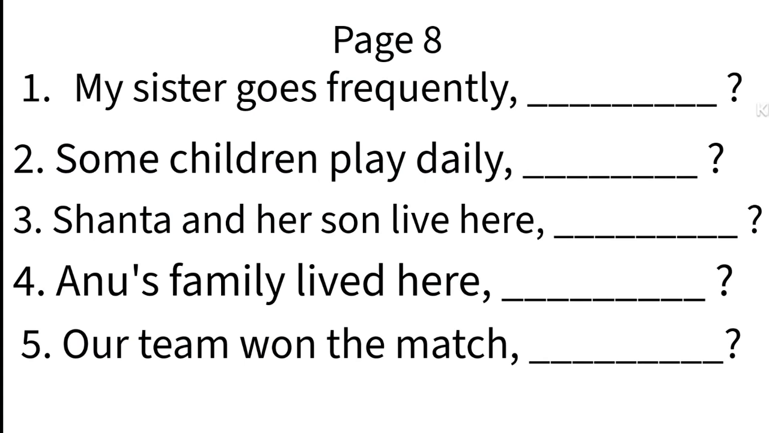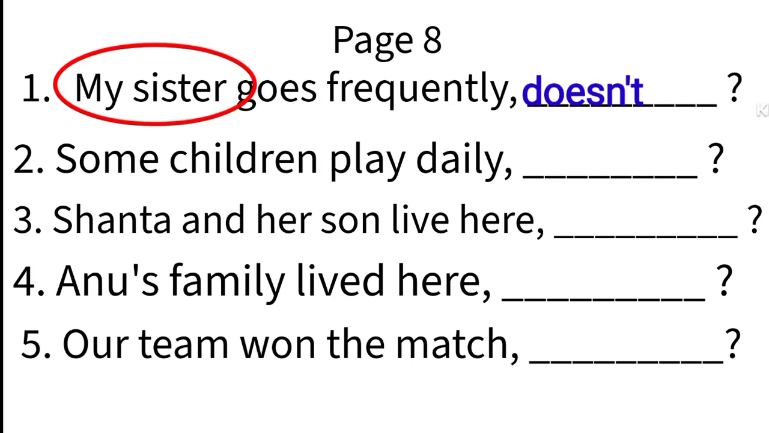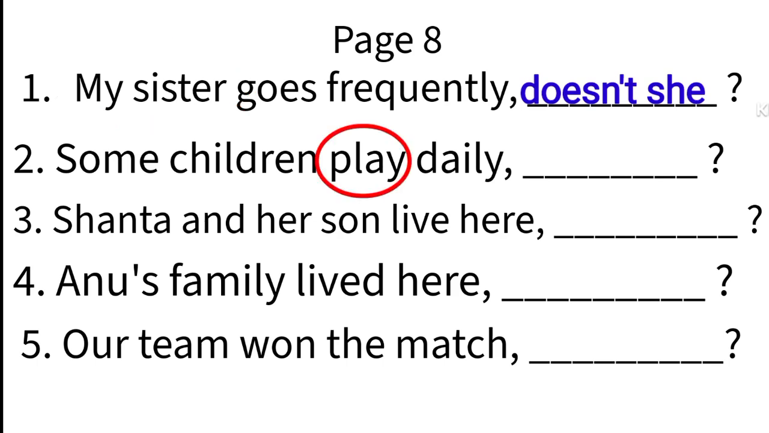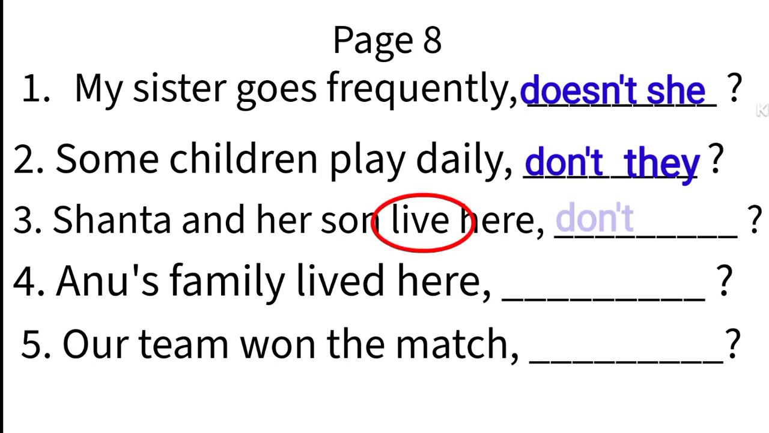Here, these sentences have no auxiliary verb. For verb goes, we have to select does. But the sentence is positive. Therefore, we have to change it into doesn't. And the subject, my sister, will become she. For the verb play, your selection is do, but we have to change it into negative. Therefore, it is don't. The subject, some children, indicates it is plural. Therefore, use they. For the verb live also, don't.